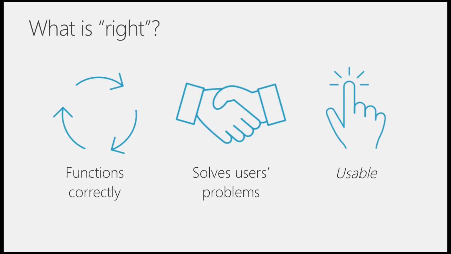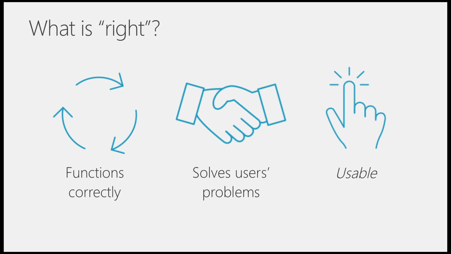Now, if you have everything functioning correctly, it's still not necessarily right. You also have to be solving an actual problem that a user has. If no one needs your button or your feature or your 2-hour length videos that I can message from one person to another, we're going to be unable to say that we've shipped the right software.